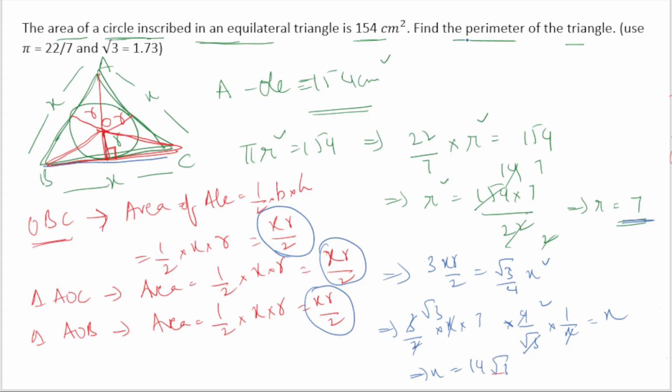We have to find the perimeter of the triangle. What is the perimeter of the triangle? It is 3 into side. It is 3 into 14 root 3. It is 42 root 3. Root 3 value is 1.73. If we solve 42 into 1.73, we will get the answer as 72.66. This is the perimeter of the triangle. Next question.